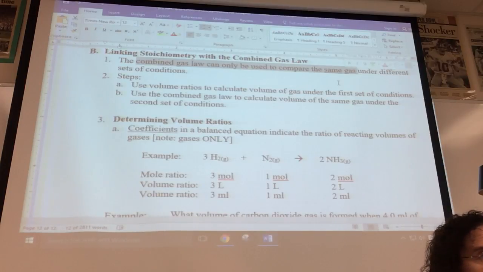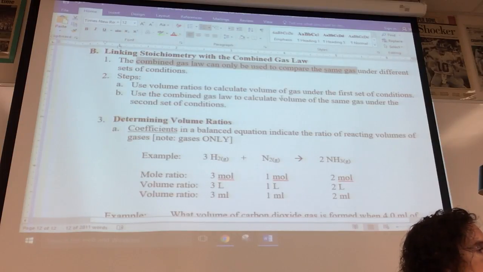But you must be dealing with the same gas with the combined gas law. And if you can recognize that, you'll know when to use this gas law. None of the gas laws are tricky. It's knowing what to use when. So you can use the combined gas law when you have the same gas. You can't change it. The same gas under different conditions.